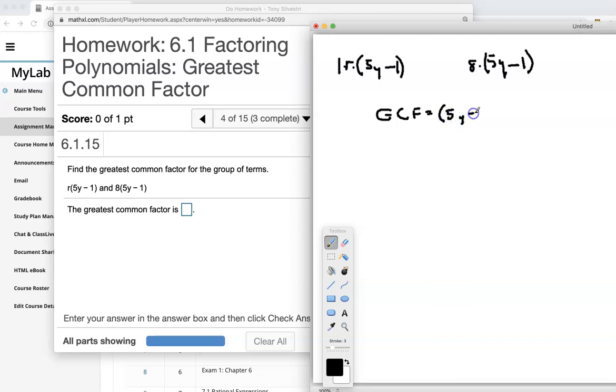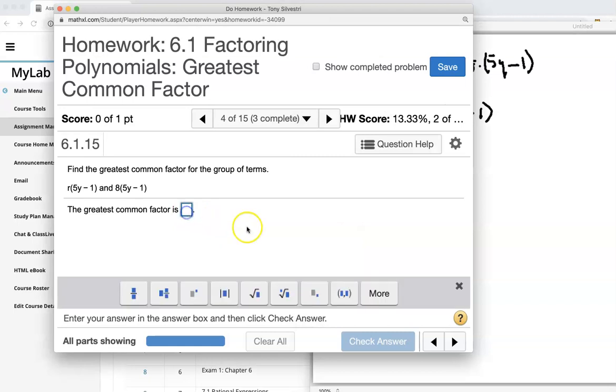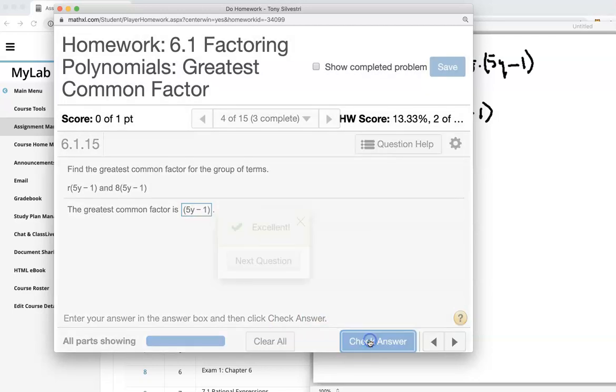5y minus 1. And the smallest exponent of that bundle that I see is the number 1. If you don't see an exponent, it's 1. And that's my expression right there, greatest common factor. So you come here and you write down this guy here, parentheses. Make sure you put the parentheses, 5y minus 1. Close the parentheses, check your answer.